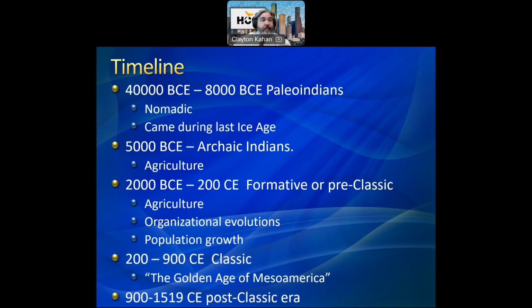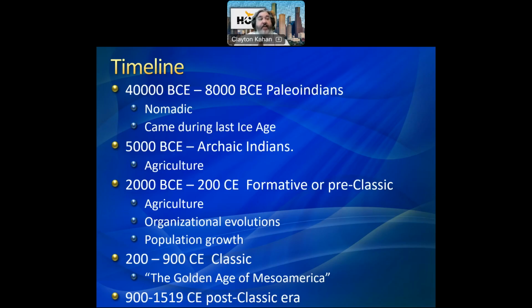We see population growth exploding during the classic era. We see advances in things like the arts. We see excellence within ceramics, monumental architecture, the development of pyramids and large temples.